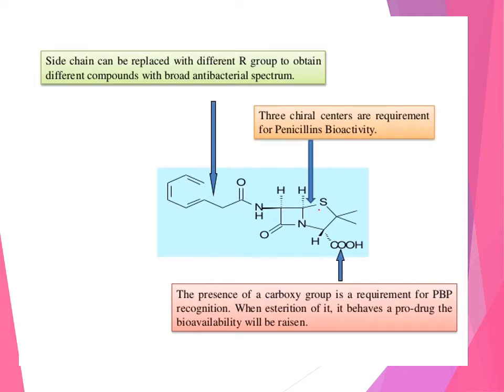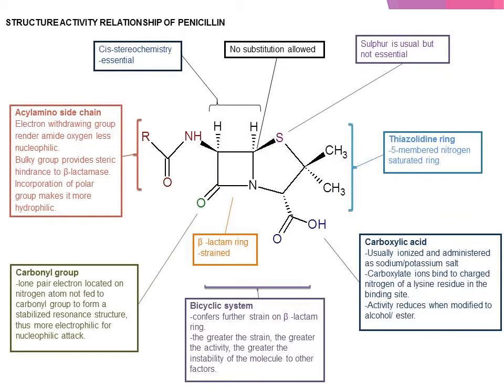Again, so to record that. This one should have no substitution. This one has no substitution. Sulfur is essential, no substitution. The carboxylic acid is essential. The methyl group here is essential, no substitution. If there is substitution, the activity decreases.